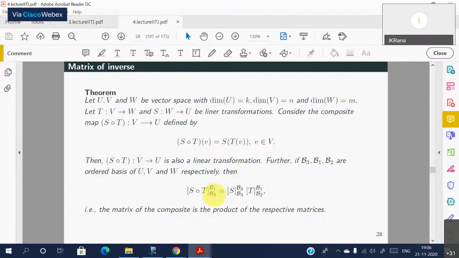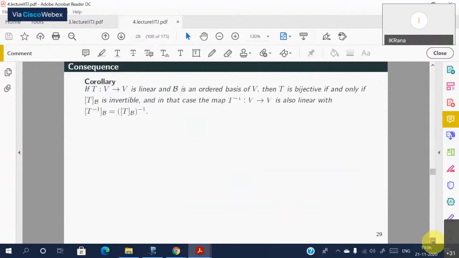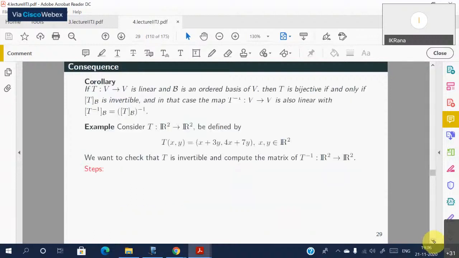And from here, you can go to the inverse of a linear transformation. If a linear transformation is one-one, then it will also be onto, and so you will have the inverse transformation. So the matrix of T inverse with respect to B is the inverse of the matrix of T with respect to B, you can write. Okay.